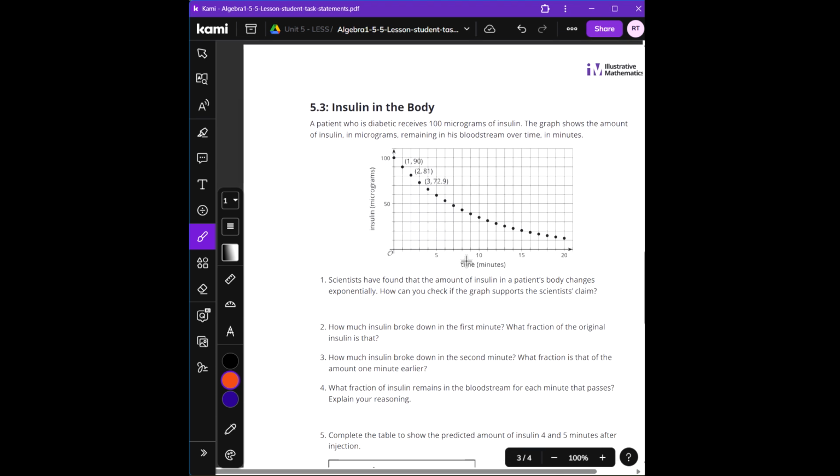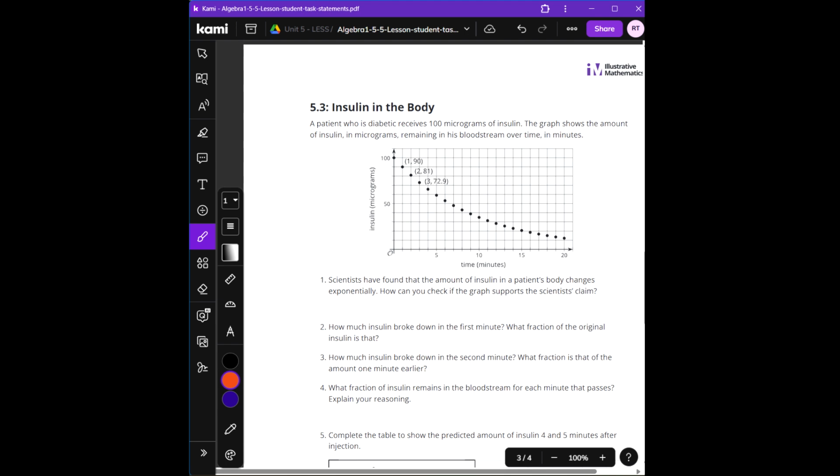Okay, insulin in the body. All right, so insulin is a hormone that is needed to produce glucose, which is sugar in the body. For people with diabetes, a disorder in which the body cannot process glucose properly or does not produce enough insulin, injections of insulin are sometimes needed. Once in the bloodstream, insulin breaks down fairly rapidly, so additional injections are needed over the course of a day to control a person's glucose.